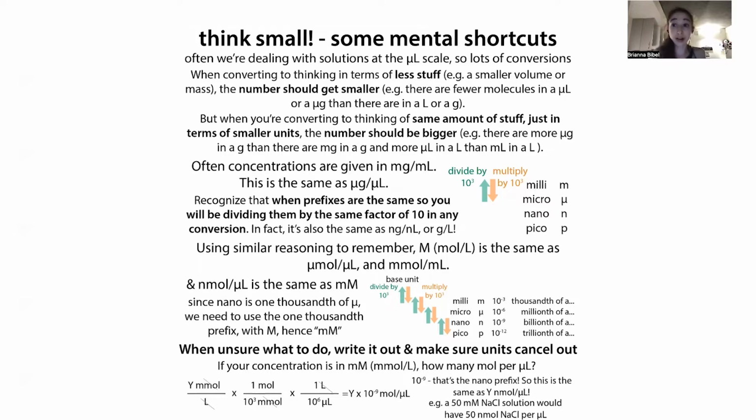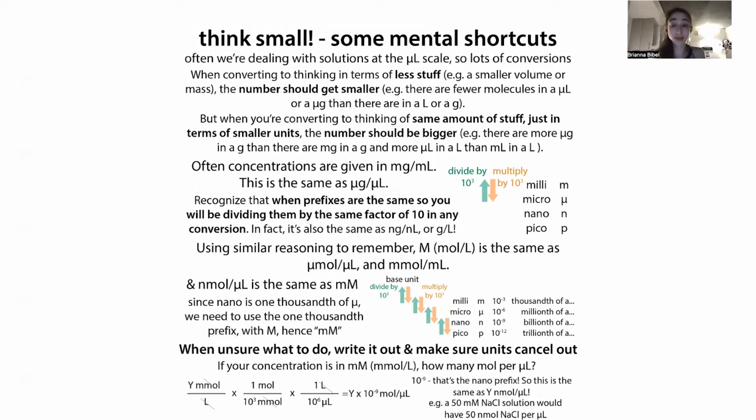So when we're converting our amount of stuff, if we're thinking in terms of less stuff, our number should get smaller. For example, when we're talking about how many pizza slices are in that car, in that car you have those bags, in those bags you have those boxes, and in those boxes you have the pizzas, and each of those pizzas has lots of slices. So you've got a lot of slices in that car. But if you're just thinking about how many slices you have per pizza box as opposed to slices per car, that's going to be a much smaller number. Similarly, there are going to be fewer molecules in a microliter than there are in a liter, and fewer molecules in a microgram than in a gram.